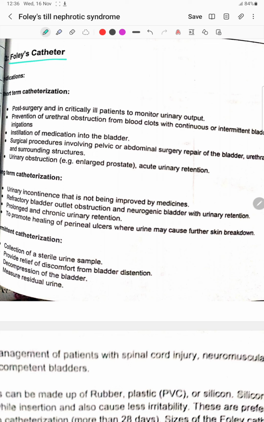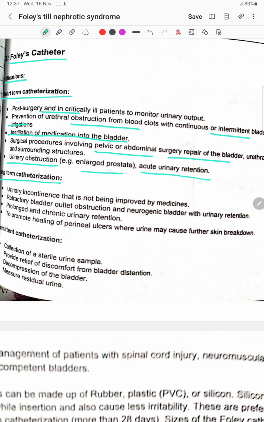So what are the indications of the Foley's catheter? They are short-term catheterization and long-term catheterization. Short-term includes post-surgery and the critically ill patient to monitor urine output, and the prevention of urethral obstruction from blood clots with continuous or intermittent bladder irrigation and instillation of medications into the bladder, and surgical procedures involving pelvic or abdominal surgery, repair of the bladder, urethral and surrounding structures, and urinary obstructions, for example enlarged prostate and acute urinary retention.